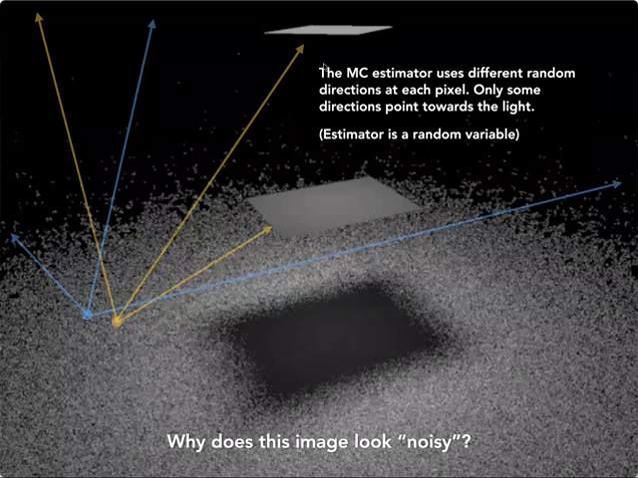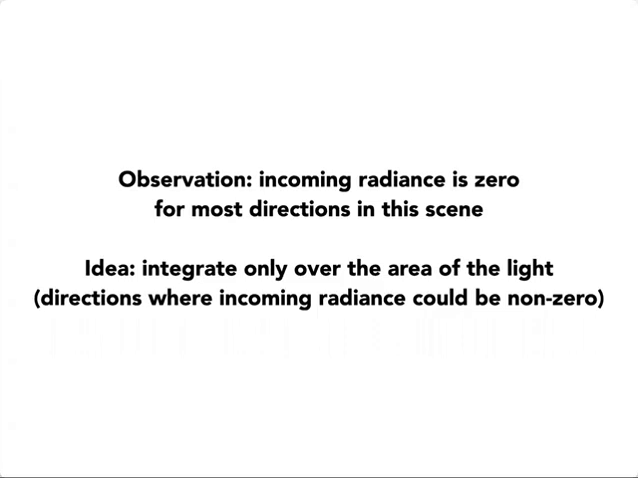So this Monte Carlo estimator that I just described uses different random directions at each pixel. And the observation, just as Gavin described it, is that the incoming radiance is 0 for most directions in this scene. And a simple idea that seems like it'll work great is: wouldn't it be great if we just integrate over the directions that actually have a chance of hitting the area of the light source?